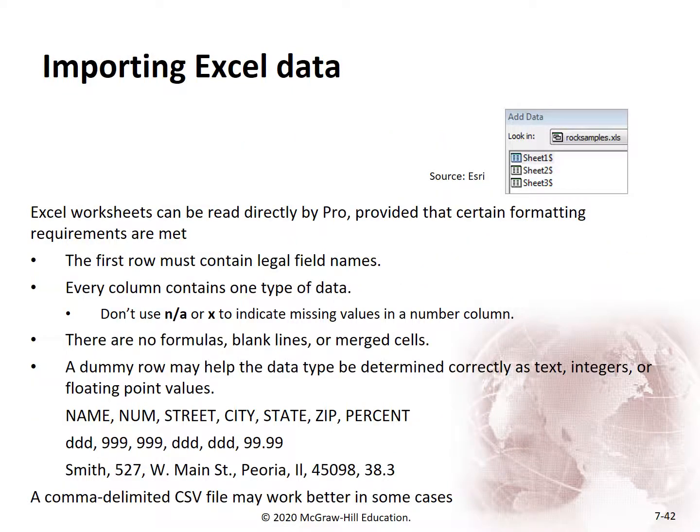Let's talk a little bit about importing data, specifically Excel data. There's a couple of limitations that you have to meet. Worksheets can be imported directly to Pro if they meet certain criteria. The first row has to contain legal field names. Every column has to contain one data type. And don't use things like NA or X to indicate missing values in a number column. There can't be any formulas or blank lines or merged cells. A dummy row may help the data type be determined correctly: text, integers, floating points, etc. Comma delimited CSV files often work better.